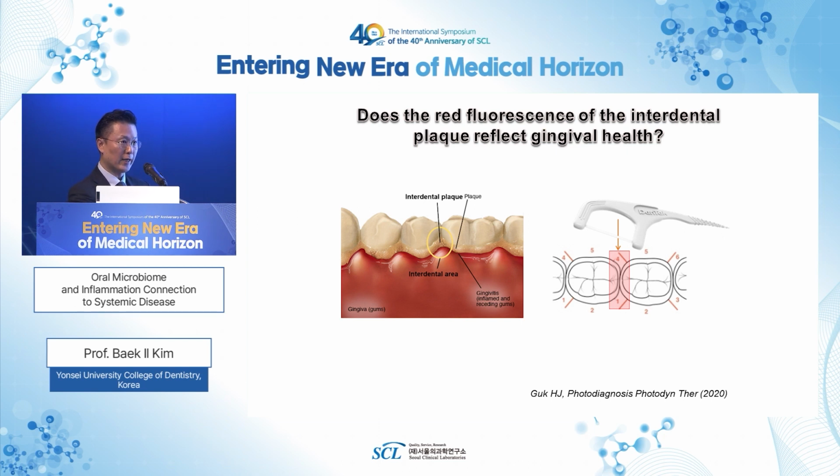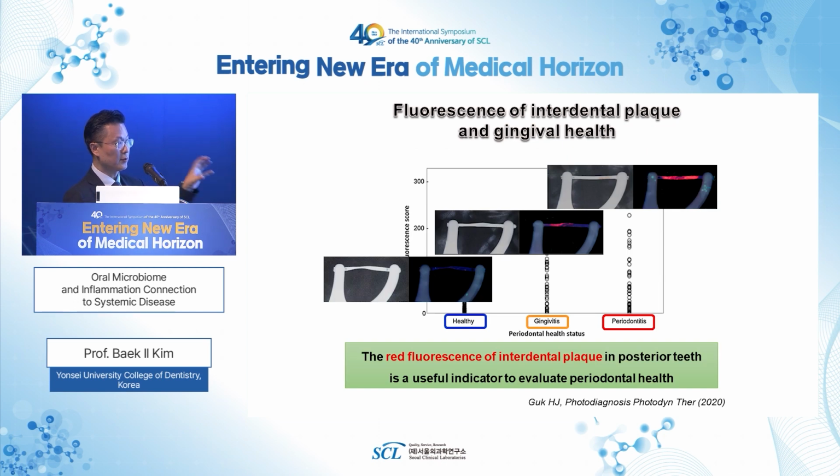We also have another clinical study using dental floss. In the interproximal area of the molars, old biofilm sometimes exists if a patient doesn't use dental floss. There are very old and harmful bacteria between the teeth. We collected this biofilm using dental floss from three groups: a healthy group, a gingivitis group, and a periodontitis group. We compared the red fluorescence. So we can say the red fluorescence of interdental plaque in the posterior teeth is a useful indicator to evaluate periodontal tissue.